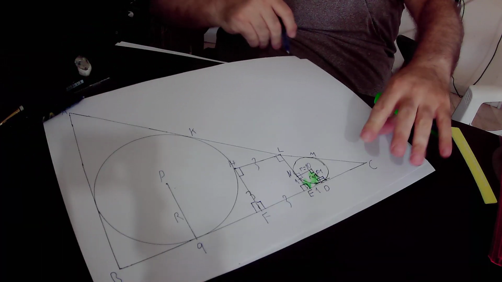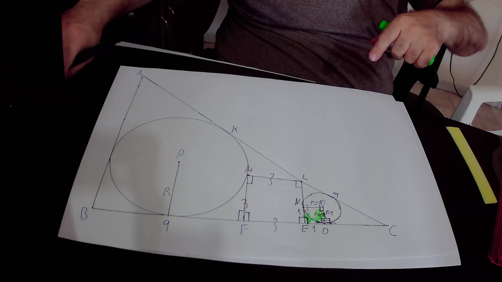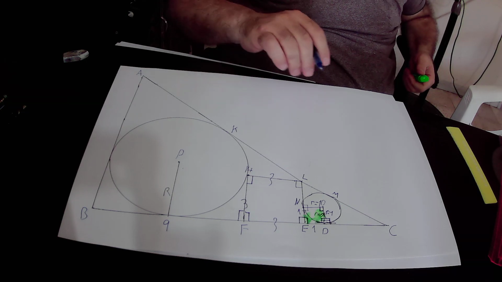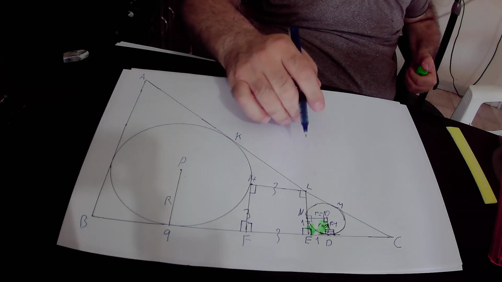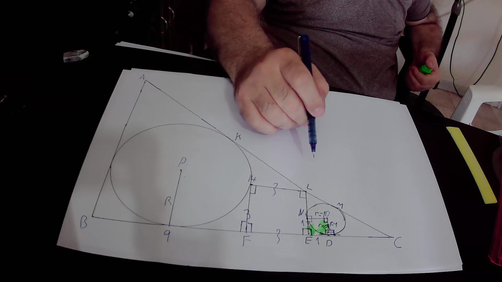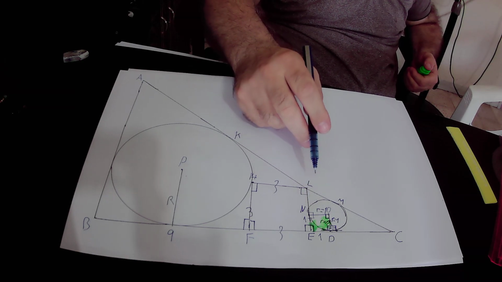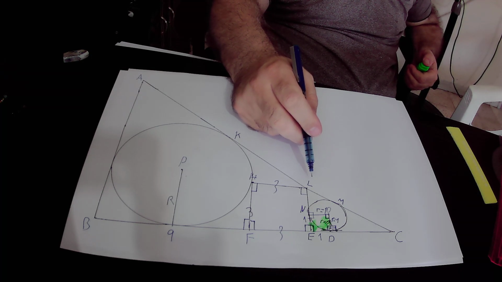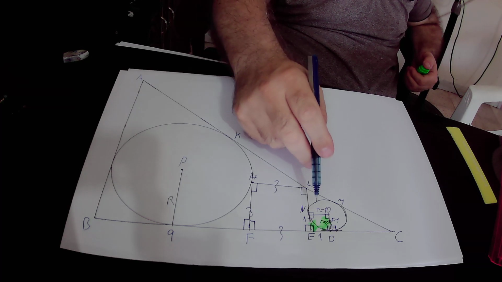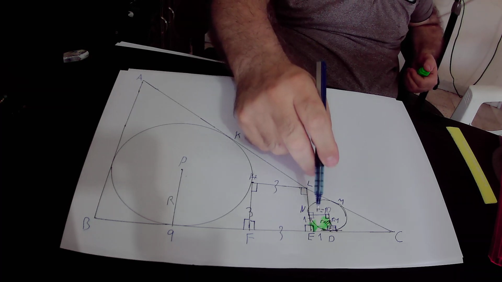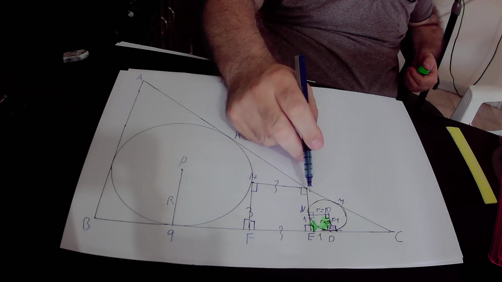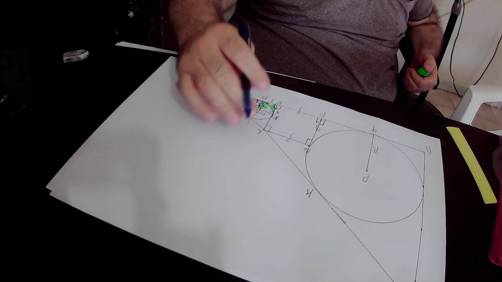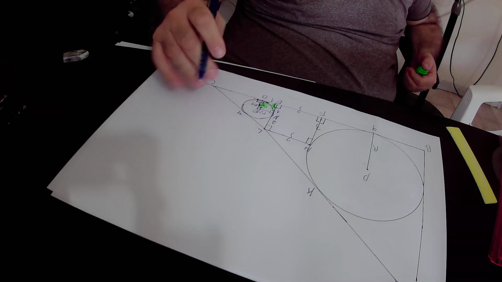And we know that LE is one side of square LEF, and all the sides of square LEF are equal to 3 units. So if LE equals 3 units and NE equals 1 unit, then LN will equal LE minus NE. Again, LN equals LE minus NE. LE is 3 and NE is 1, so 3 minus 1 is 2. In conclusion, we found that LN equals 2 units. Okay?